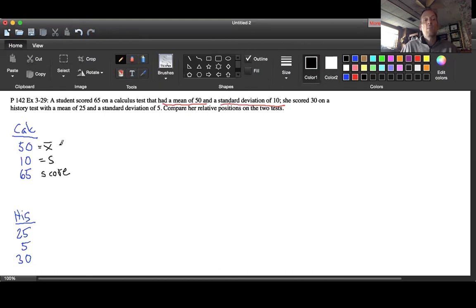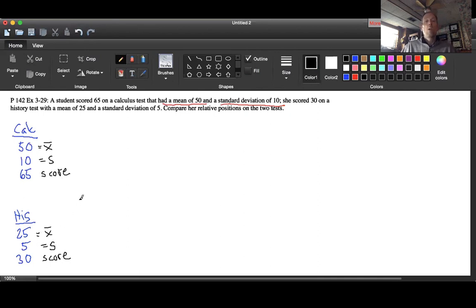And I'm going to do the same setup for history. I'm going to look and see what happened with the history test. And they told me 30 was the score on the history test. So that means I can write that in. The history test had a mean of 25, so that's going to be my X bar. And the 5 is mentioned as the standard deviation. So the 5 becomes the S.